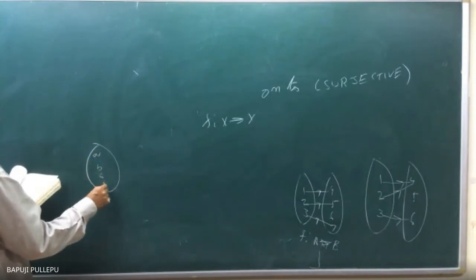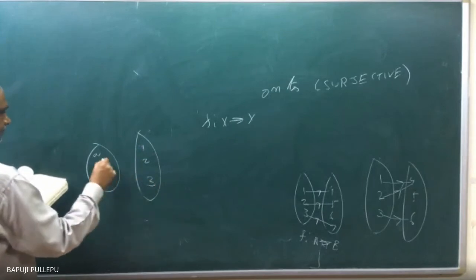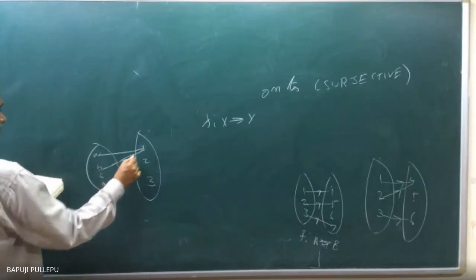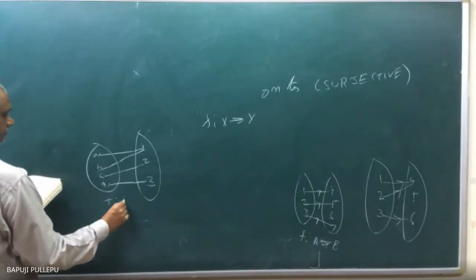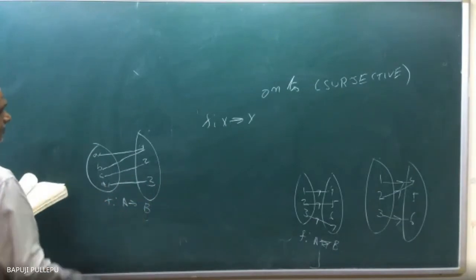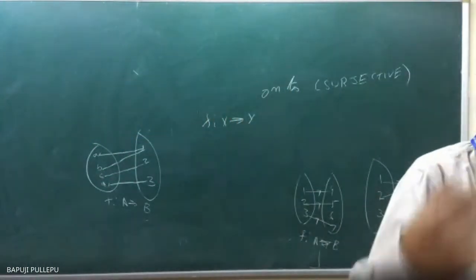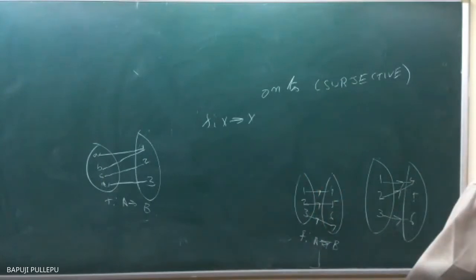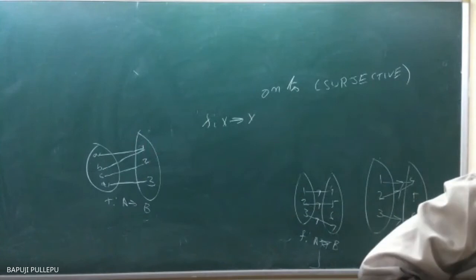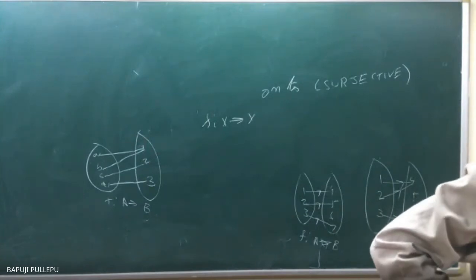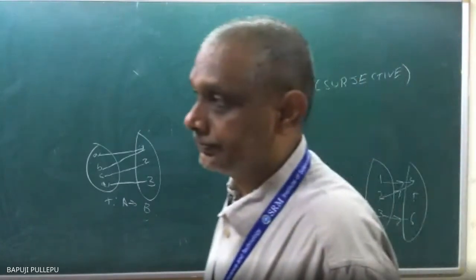A, B, C, D and 1, 2, 3. f maps A to B. Is it onto or not? Tell me. In Y, every element should be filled from X, guaranteed it will have at least one pre-image. Correct or not? So Y is equal to f of X, the full Y I will get. Now tell me, is it onto or not? Yes, sir.